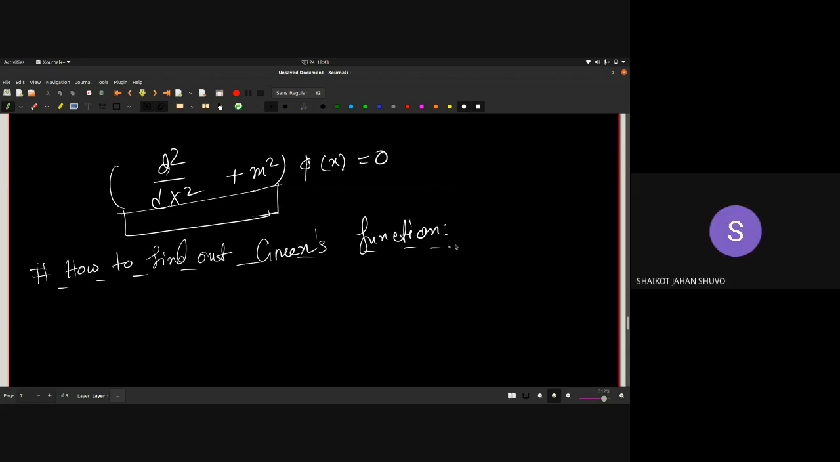Okay, fine. So the idea is to write this equation, but instead of 0, you put a delta function over there, like d/dx squared plus m squared phi of x equals delta x minus y. Okay.